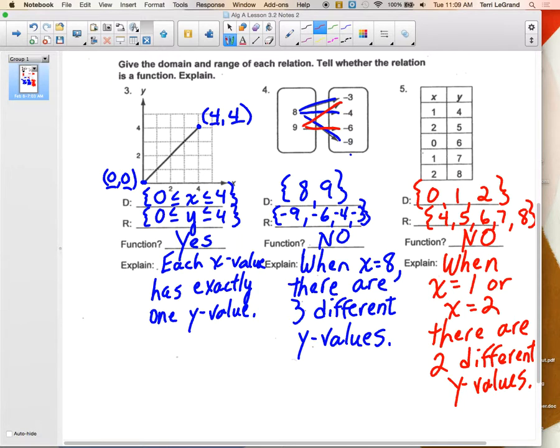Julia. Do you want us to be that specific, or can we just write each x value? I want you to be that specific when it's not a function. When it is a function, then you can do like we did right here: each x value has exactly one y value, okay? Any other questions? Okay.